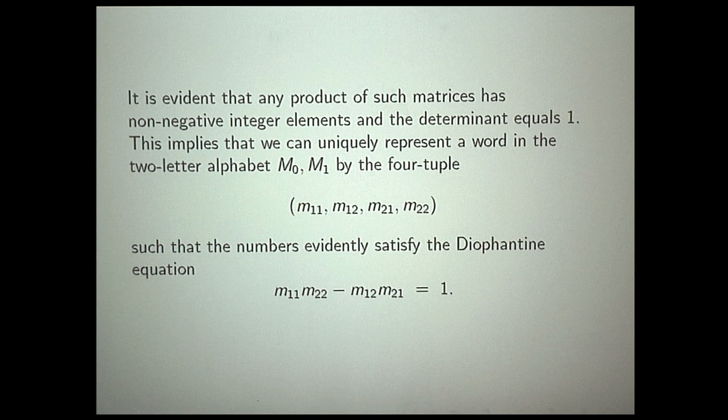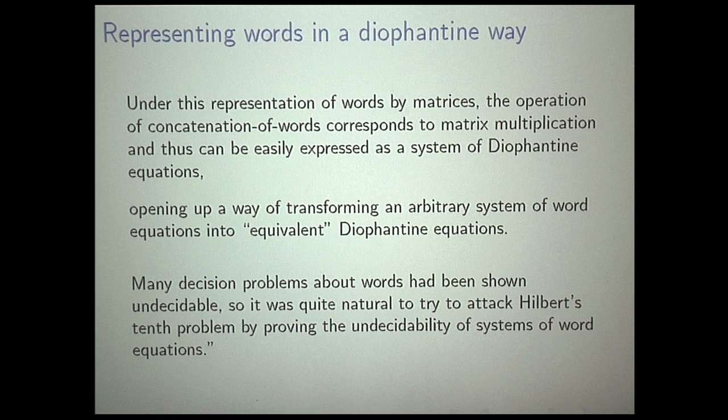This implies that we can uniquely represent a word in the 2-letter alphabet, M0, M1, by the 4-tuple of the m's, such that the numbers evidently satisfy the Diophantine equation as displayed. Under this representation of words by matrices, the operation of concatenation of words corresponds to matrix multiplication, and thus can be easily expressed as a system of Diophantine equations, opening up a way of transforming an arbitrary system of word equations into equivalent Diophantine equations.